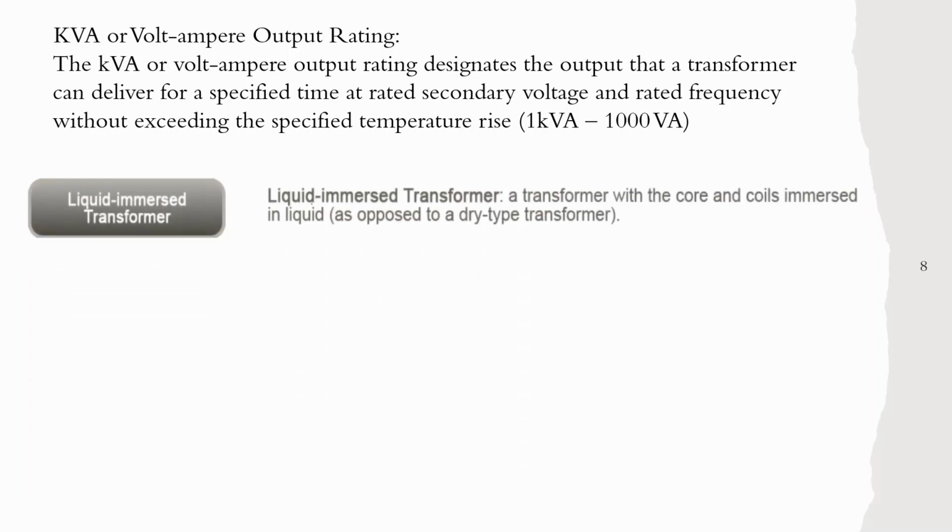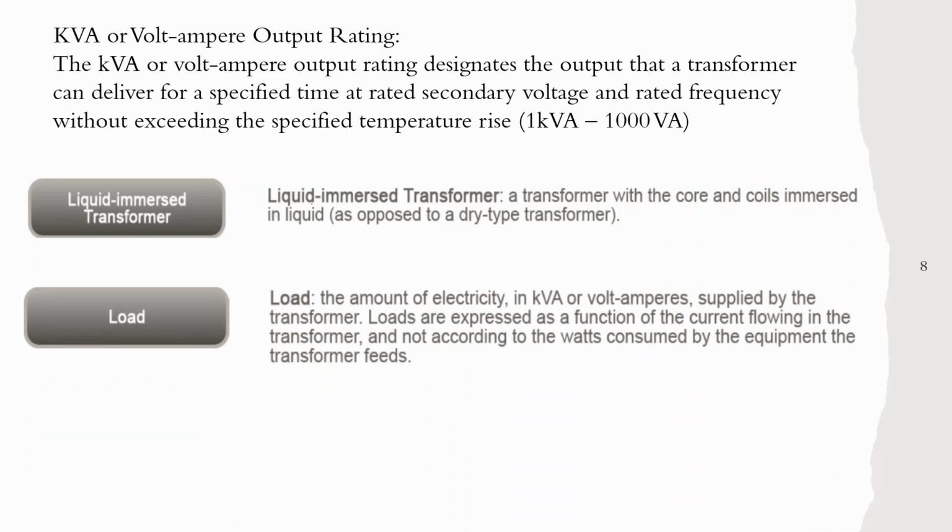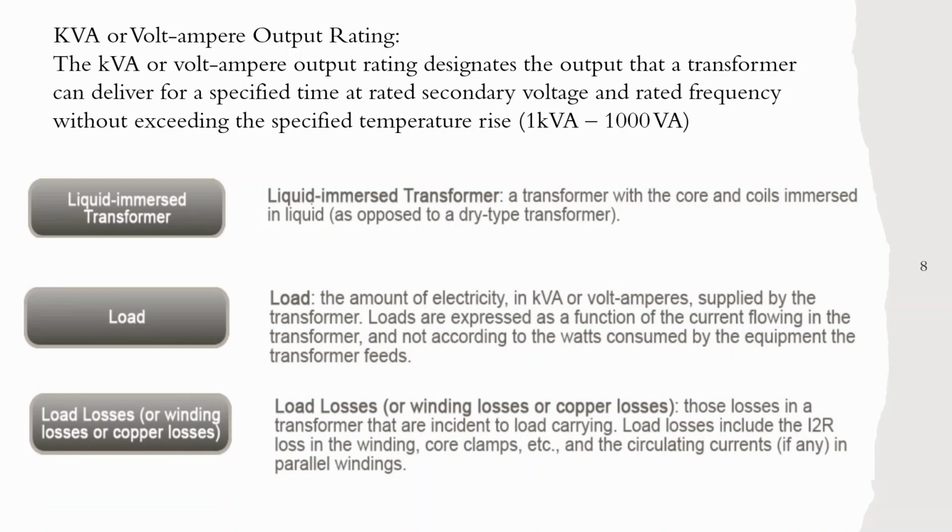Okay. Next, liquid immersed transformer. What is the meaning of the liquid immersed transformer? And then load. What is the load? It means volt ampere supplied by the transformer. Loads are expressed as a function of the current flowing in the transformer and not according to the watts consumed by the equipment the transformer feeds. Okay, load losses. As you can see, load losses in a transformer carrying load include I squared R loss of the windings. That's part of the calculations.